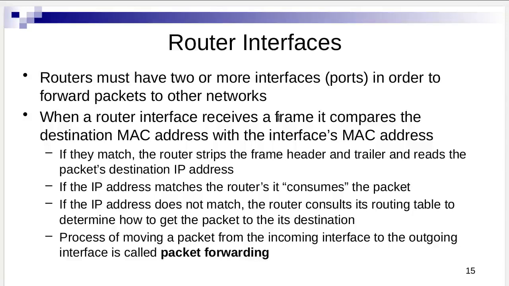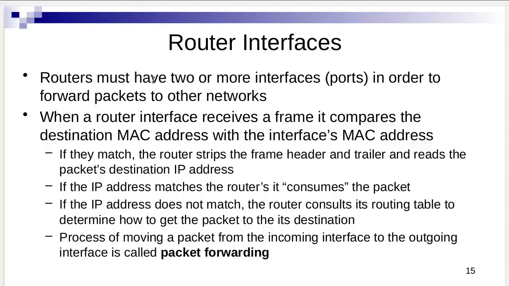Okay, so routers must have 2 or more interfaces in order to be able to forward packets, to be useful, to be able to work as a router. You have to have 2 or more. So here's what routers do. Just like when switches get a frame, it decides where to send that frame. When a router receives a frame, it receives it on a certain interface, and it compares.